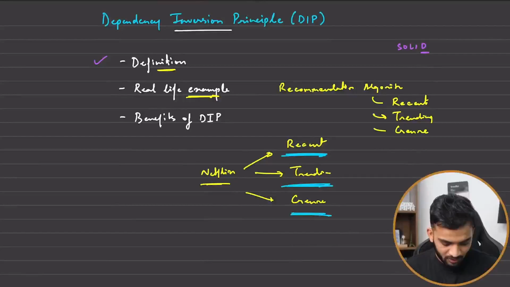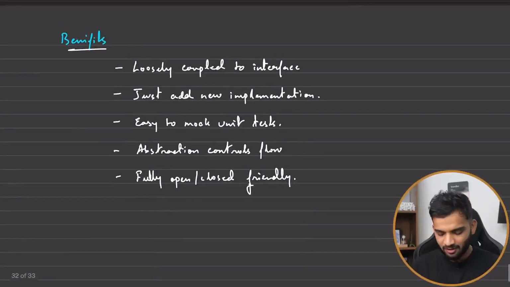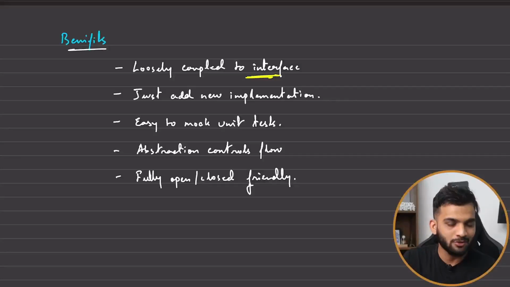So now I know the definition. I know the real life example as well. Perfect. What are the benefits of DIP? I think you know it. First of all, it's very loosely coupled to the interface. Tomorrow, if you want to change it, you can change it, right? If I go back to the code, and if you see over here, the recommendation algo is kind of just giving it the recommendation that it wants to use. Anywhere do you see the recommendation strategy over here? No, you don't see it because it's inside the recommendation algo. Tomorrow, if you want to change the interface, you can change the interface, right? Because it's very loosely coupled with the interface.